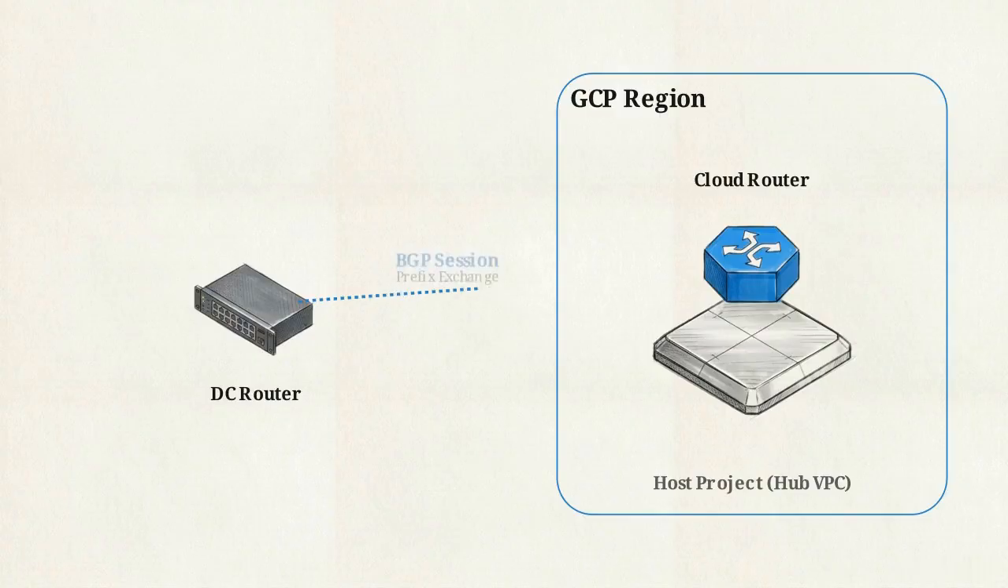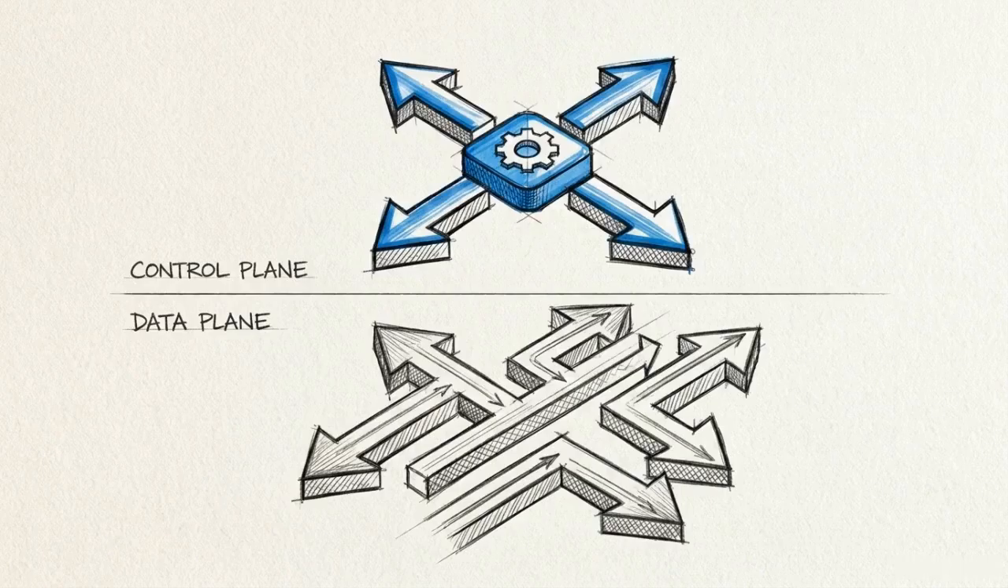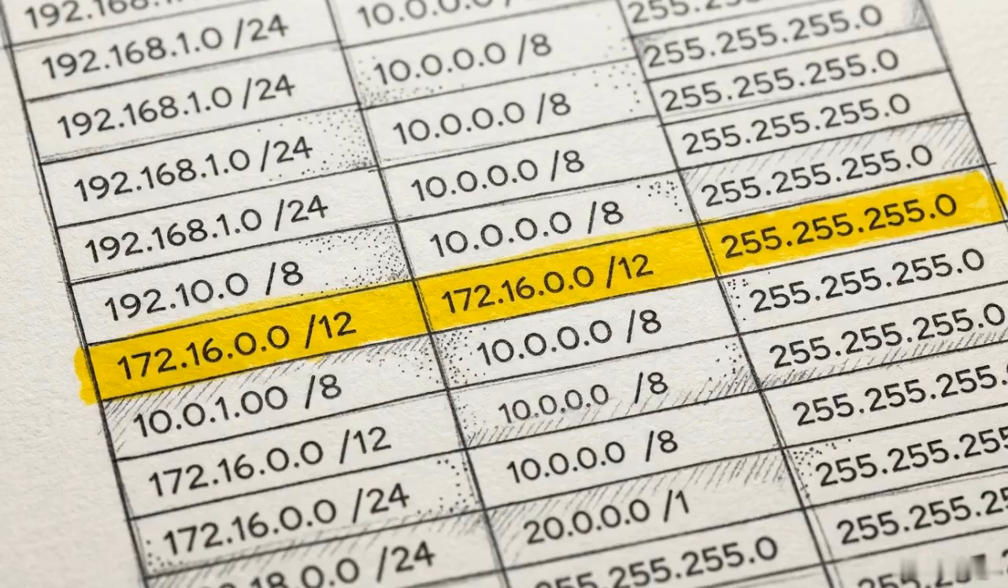It connects to your on-premises routing equipment using Border Gateway Protocol, or BGP, establishing a continuous dialogue between the two environments. It is crucial to note that the Cloud Router does not sit in the actual data path. It does not inspect or forward your packets. It strictly manages the routing tables.